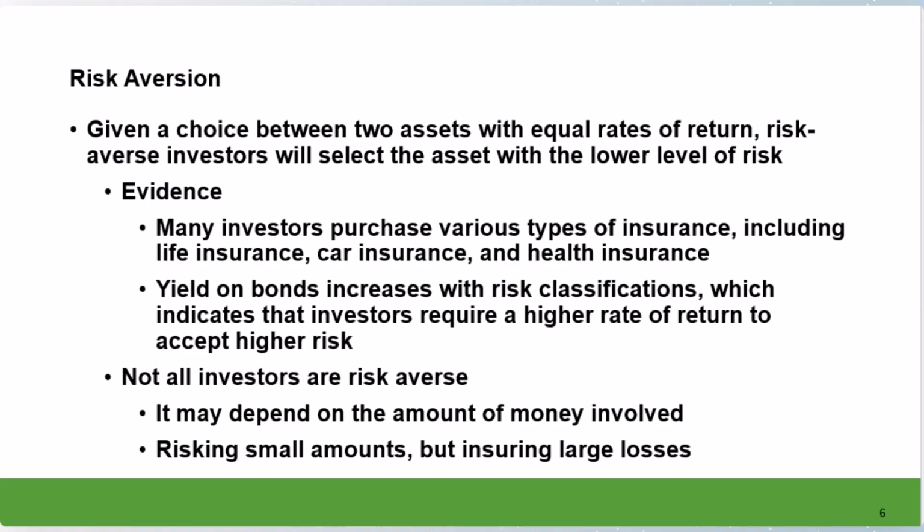We see evidence of risk aversion everywhere. People buy insurance. Corporate bonds have higher yields for higher default risk. Stocks earn higher returns than bonds. But risk aversion is not absolute. People are often willing to risk small amounts of money, but they insure against large losses. This behavior explains why portfolios exist. If investors were not risk averse, diversification would be unnecessary.